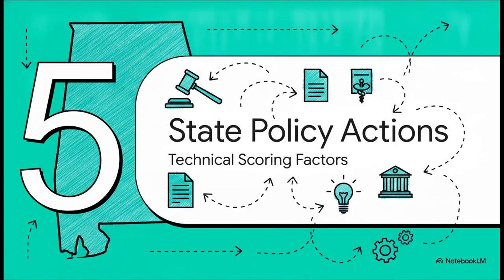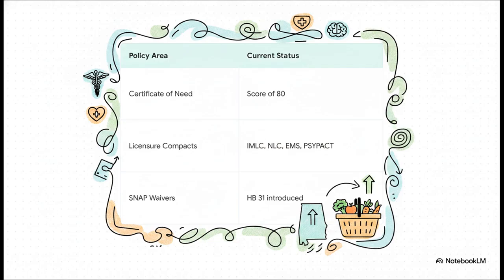Moving to Section 5, State Policy and Regulatory Actions, covering the Technical Scoring Factors Assessment. A really critical component of the federal workload funding calculation relies on the state's existing policy landscape. Reviewing Table IV of the Technical Scoring Factors, Alabama outlines its regulatory standing. They maintain active participation in multiple interstate medical licensure compacts, like the IMLC, Nursing, EMS, and SIPACT. Furthermore, the state is leveraging pending legislative actions, such as introducing House Bill 31 for SNAP nutritional waivers to fulfill the policy commitment factors required by the federal scoring rubric.